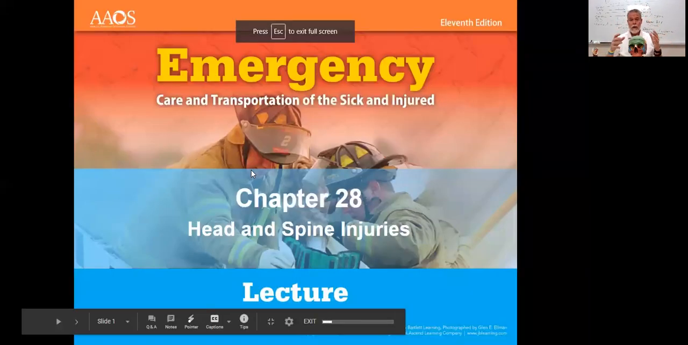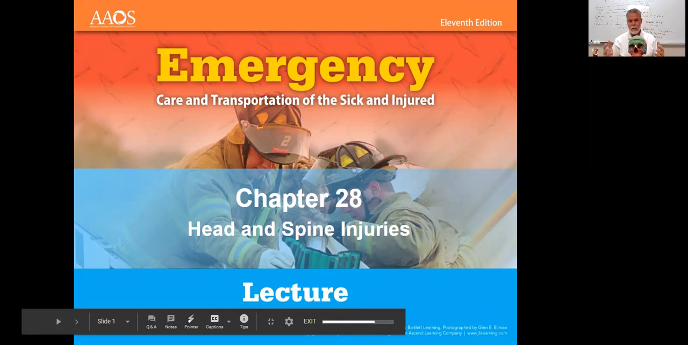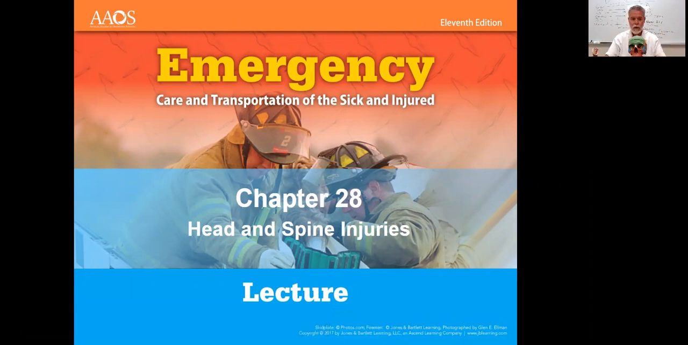As we do this, think on that sheet, right? We're checking the head, we're checking the cervical spine, but why are we doing that? And so this chapter is really focused on the head and the spinal injuries involved with trauma.